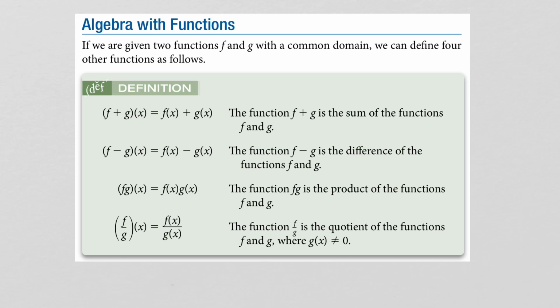If we are given two functions f and g with a common domain, we can define four other functions as follows. F plus g of x is defined to be the sum of the two functions. F minus g of x is defined to be the difference of the two functions. Fg of x is f of x times g of x. And finally, f over g of x is f of x divided by g of x.